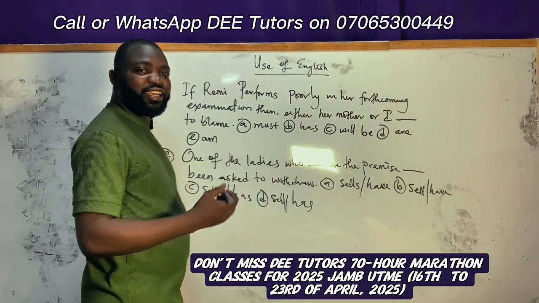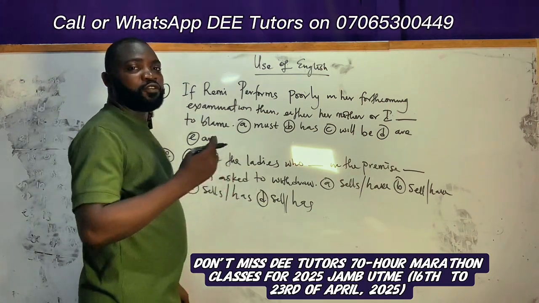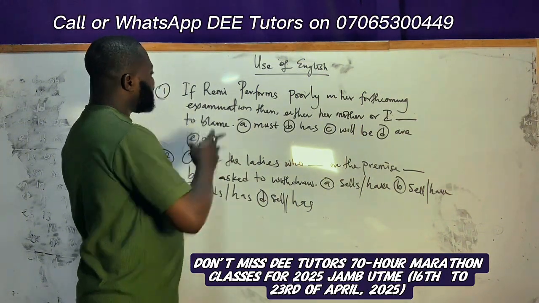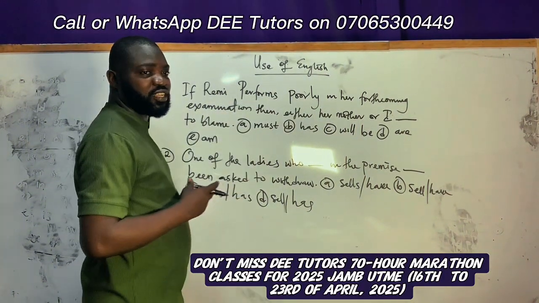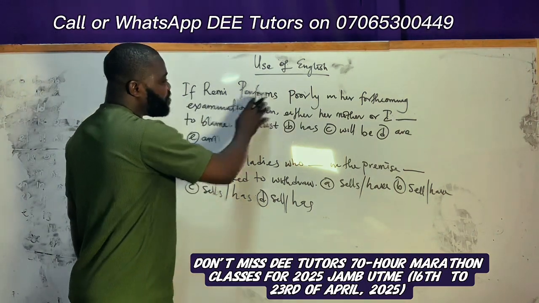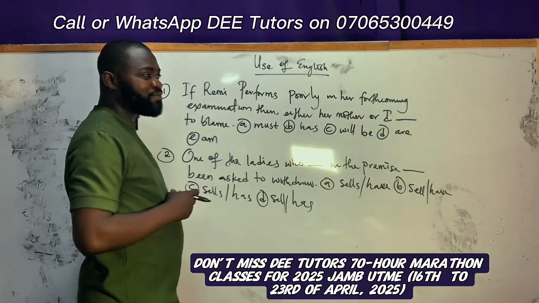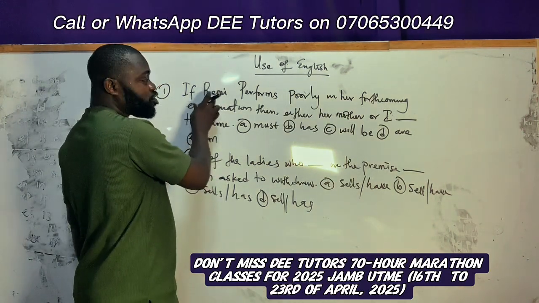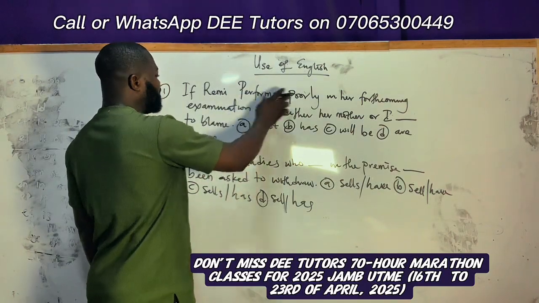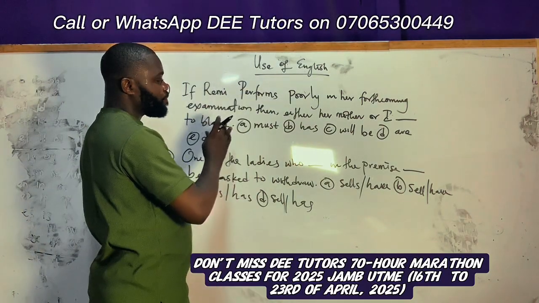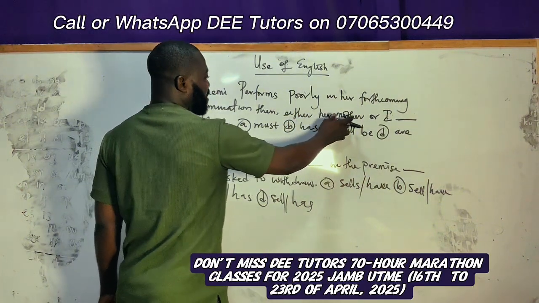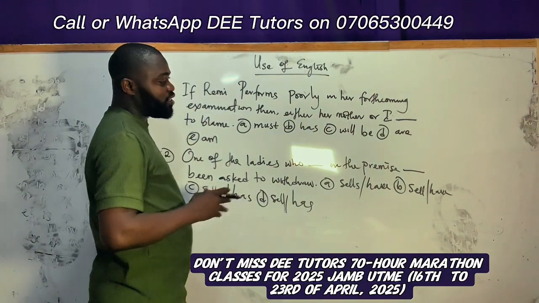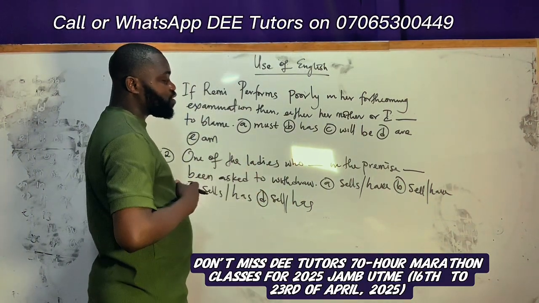Now, we need to get the real subject of the sentence for us to know the verb to be supplied to it. When you look at the sentence, if Remi performs poorly in her forthcoming examination is a subordinate clause, and this subordinate clause has its subject and its verb already. Then, either her mother or I dash to blame is meant to be the main clause, that is the independent clause in the sentence.